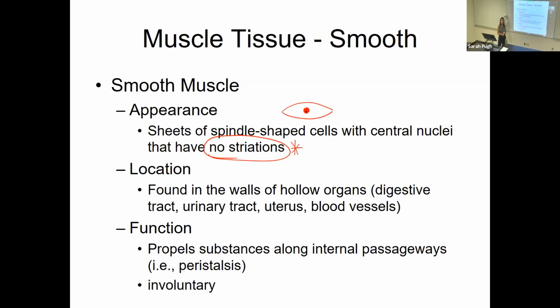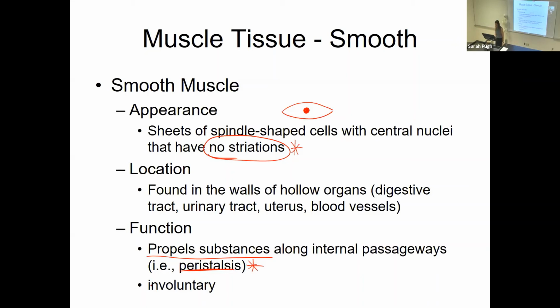Where we find this type of muscle is our hollow organs. In the GI tract, like in the intestines, you find it in the stomach, and in the esophagus. You find it in the urinary tract, propelling urine. You find it in the uterus, helping to either deliver a baby or shed the uterine lining. The function is just to propel substances along that internal passageway. That process has a name. It's called peristalsis. This is the process of propelling substances along an internal passageway.